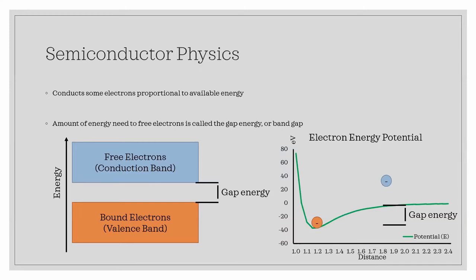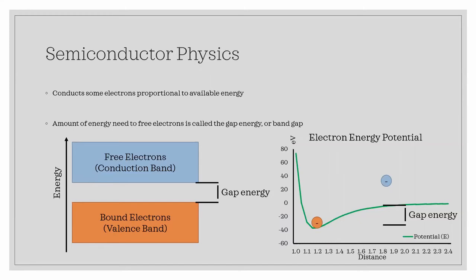Insulators have a very large gap energy. The amount of energy that an electron would need to overcome the pull of the nucleus in an insulator is so high that it rarely ever happens. And conductors have a gap energy which is very small. We can often just simply make it a couple of degrees warmer, and that's enough to free a whole bunch of electrons.